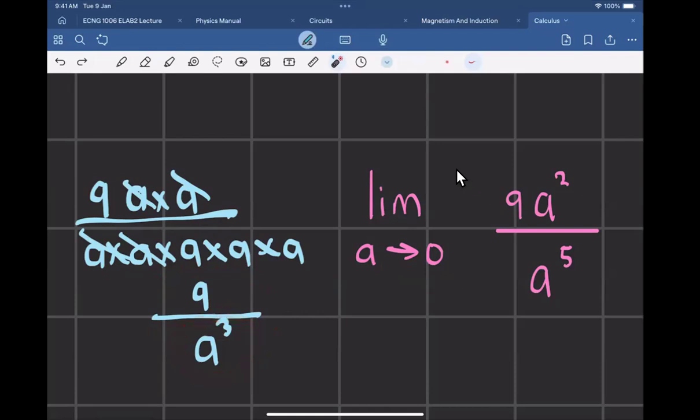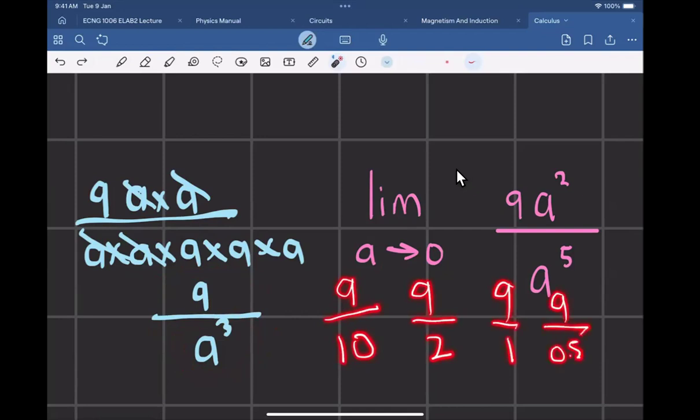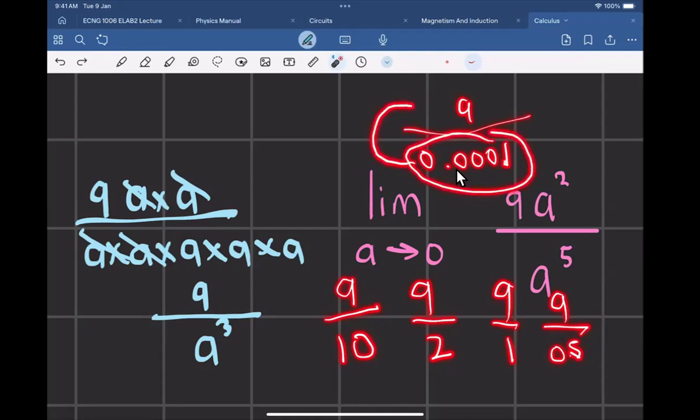Think of it like this: let's say we start off with 9 over 10, then it becomes 9 over 2, then 9 over 1, then 9 over a half. What happens to the number? Again, it gets bigger. What about 9 over 0.00001? Is that a small number or a big number? Big. The way I think about it is, if you have a small number here, you need to take more of those small numbers to make 9.